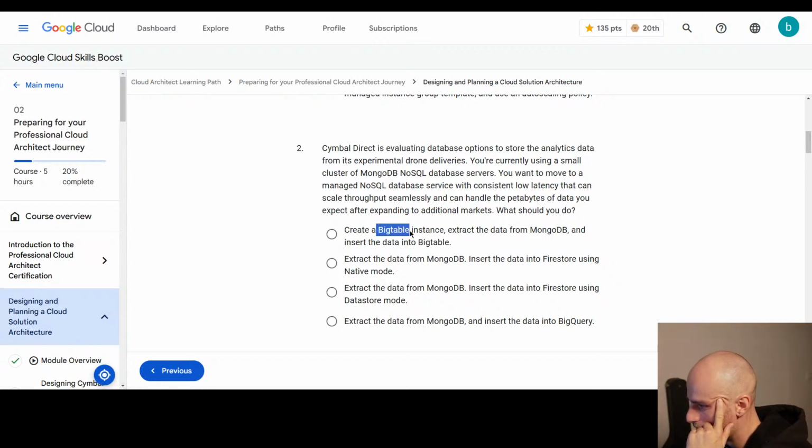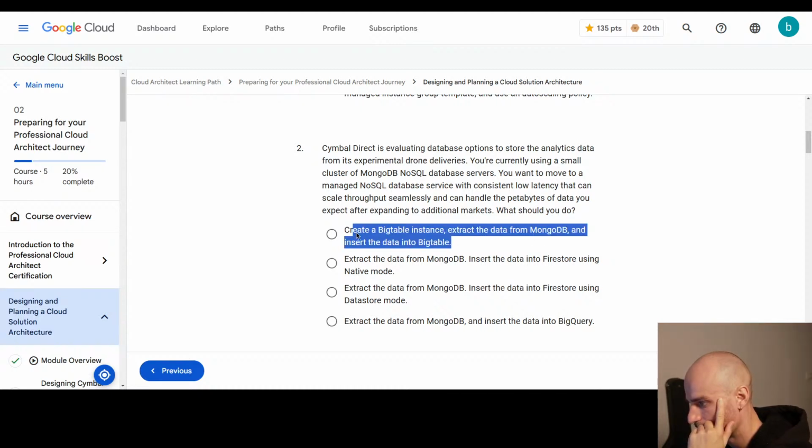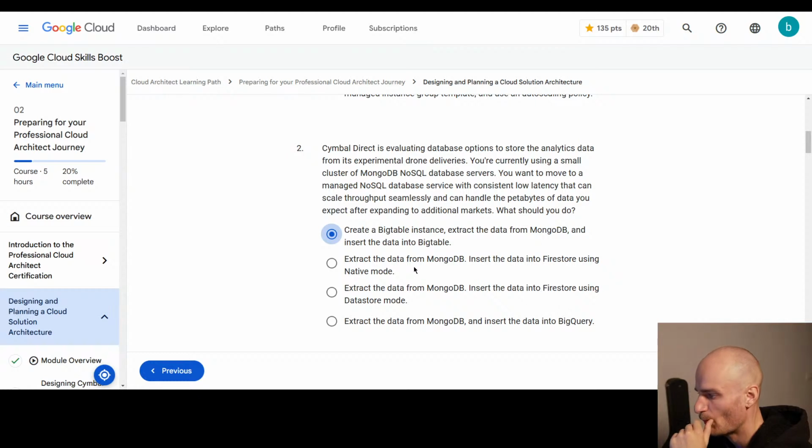Okay, so create a Bigtable instance, extract the data from MongoDB and insert the data into Bigtable. Could be. Firestore, I think, cannot handle this type of flux of data. And BigQuery is not a database.